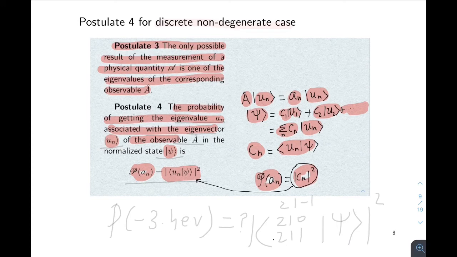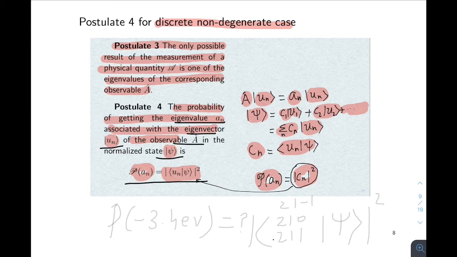For a discrete non-degenerate case, postulate 4 is stated as follows. The probability of getting the eigenvalue an associated with the eigenvector un of the observable A in the normalized state psi is the scalar product of psi with un modulus squared. Note that this postulate will not work if we have multiple states having the same eigenvalue.